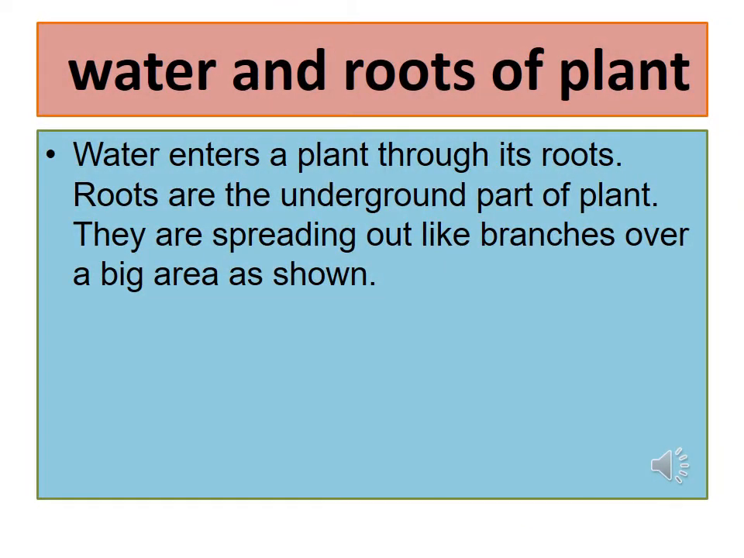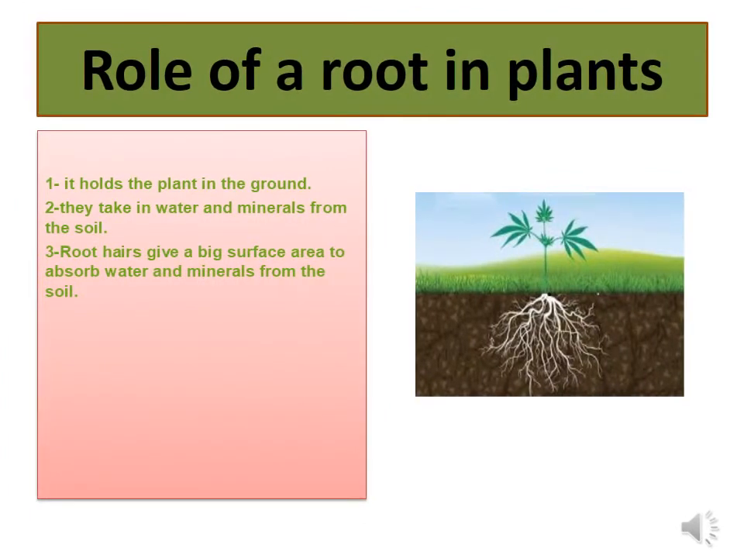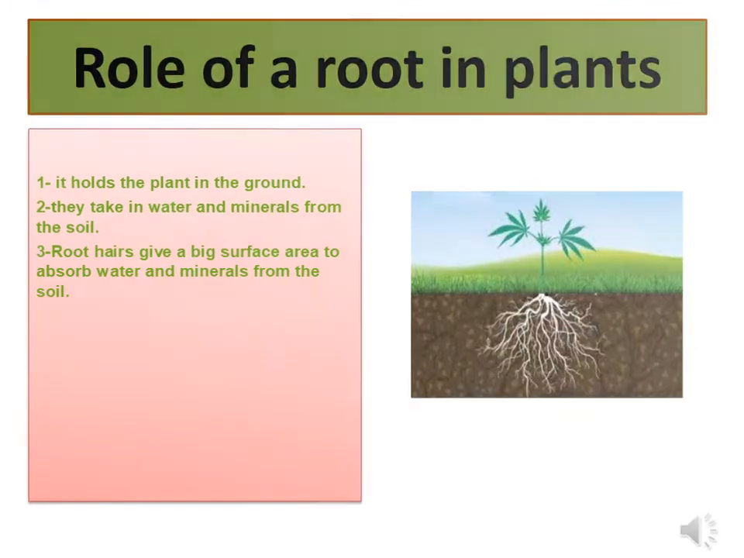Water enters a plant through its roots. Roots are the underground part of plant. They are spreading out like branches over a big area as shown. It holds the plant in the ground. They take in water and minerals from the soil. Root hairs give a big surface area to absorb water and minerals from the soil.